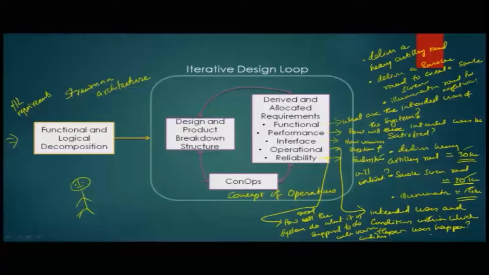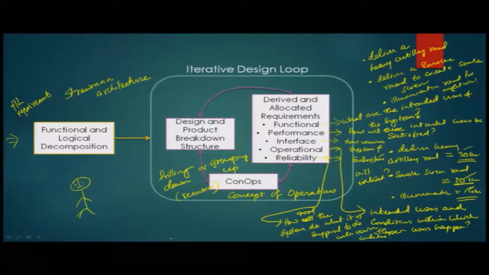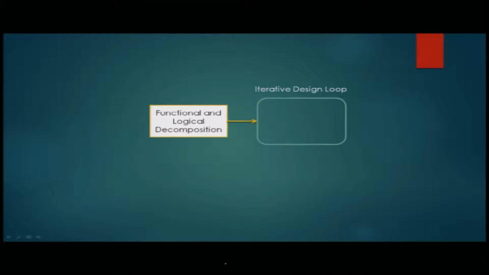When you keep on doing this, once you have an answer to certain questions, then you have a design, the design and the product breakdown structure happens, and then you will keep on going. So, this is where you might end up drilling down or grouping up. One of these, the recursion might happen down in this area. Okay. And once you have that, then comes the functional and logical decomposition, and we talked about the iterative design loop.